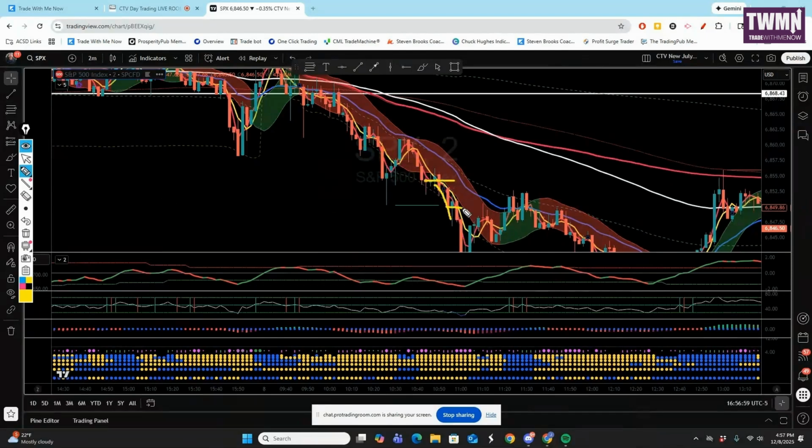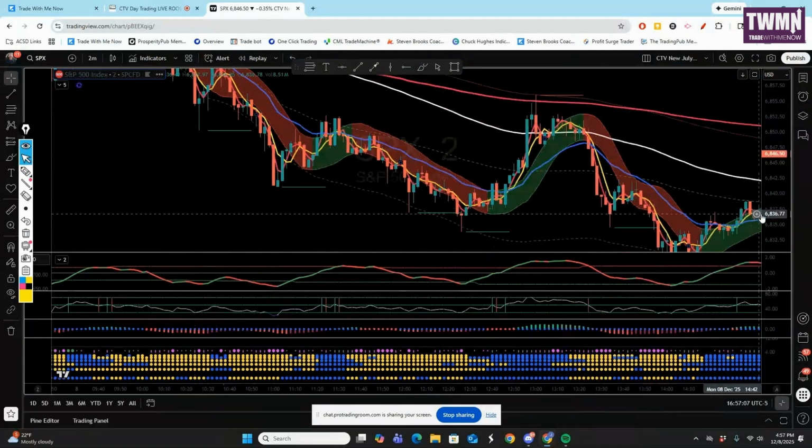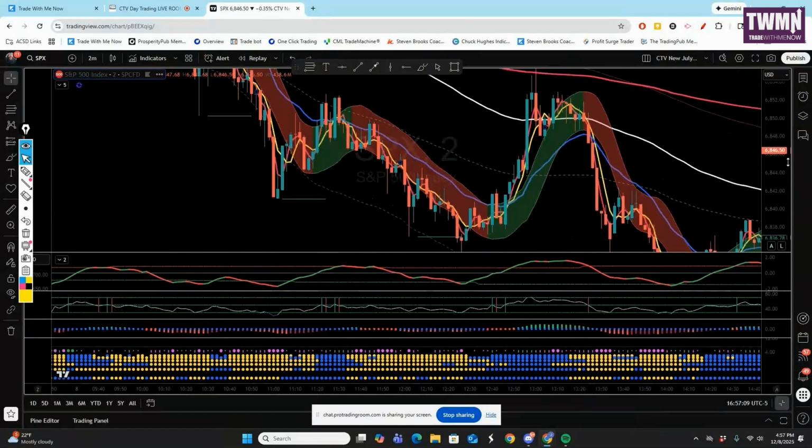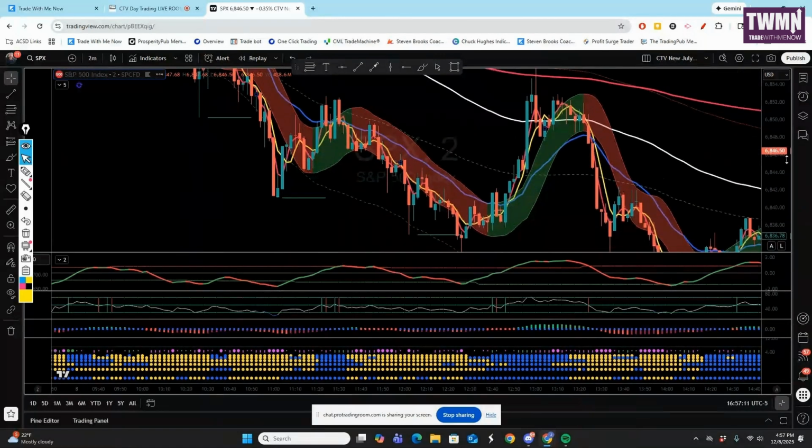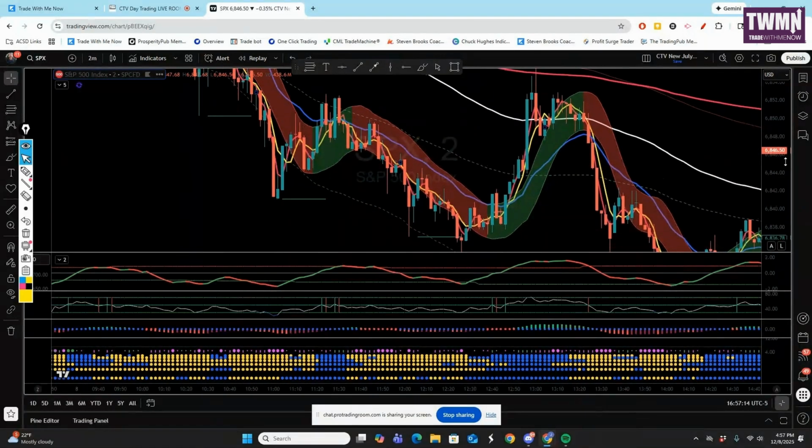Maybe even this one. But I don't want to enter when I'm away from the 5. I want to enter after it's come back near the 5. Even better if it's near the 20. It's just a little bit of pullback. I actually really like this one.